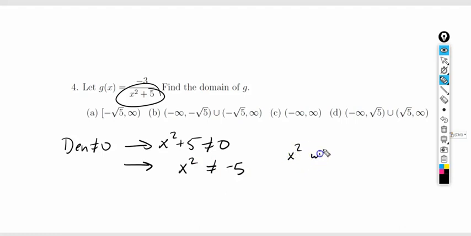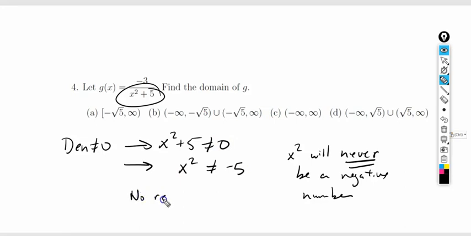X squared will never be a negative number, because x is a real number, and if you square a real number, you either get a positive number or the number 0. 0 squared is 0. If you square a negative number, the negative sign goes away. So this will never happen. So it doesn't matter what x is. There's no restriction on x.